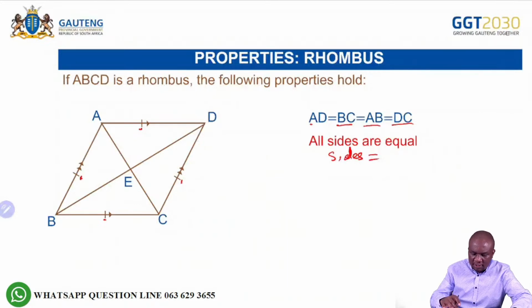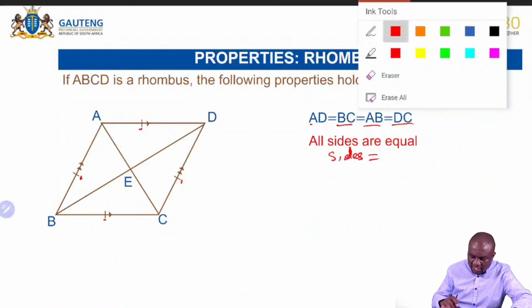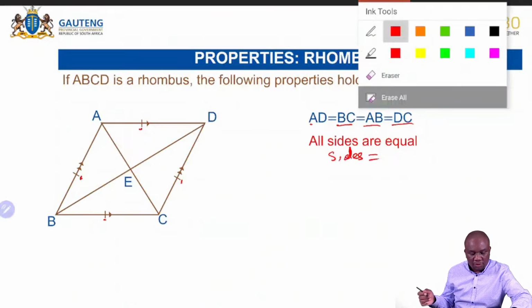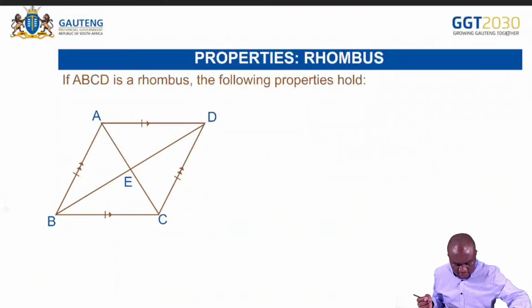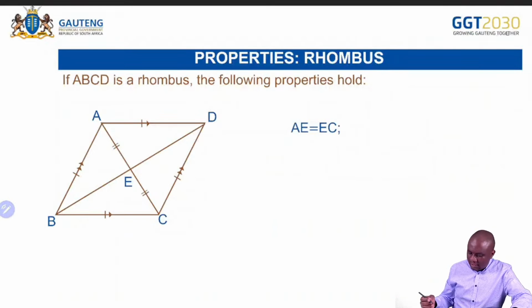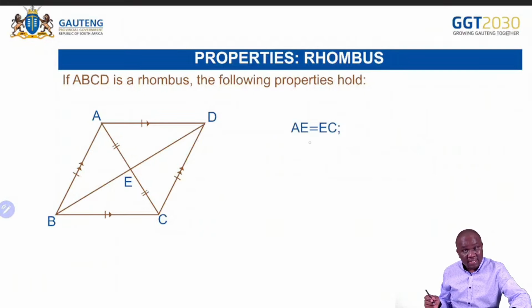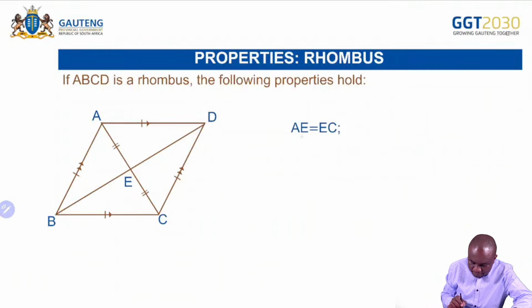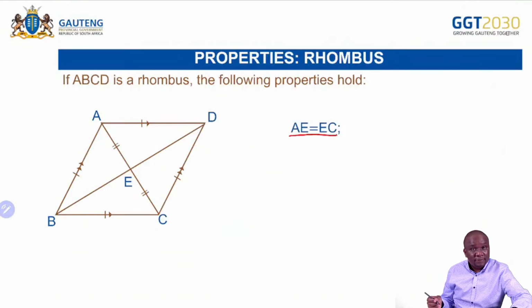Please indicate that on the diagram. Make sure all the lines are there on the diagram to show that all the four sides are equal. And then what else? The diagonals. We know what diagonals are now. We discussed that with the other parallelogram. AE is equal to EC. You can see that. And then BE is equal to ED.